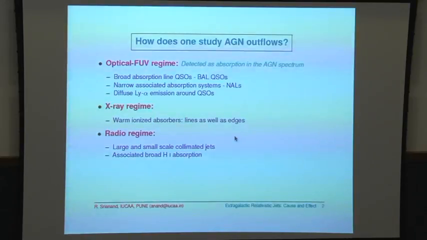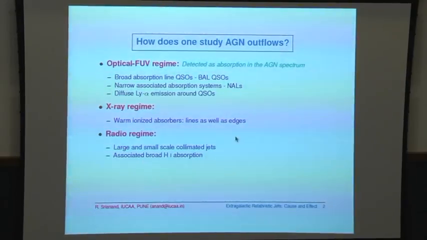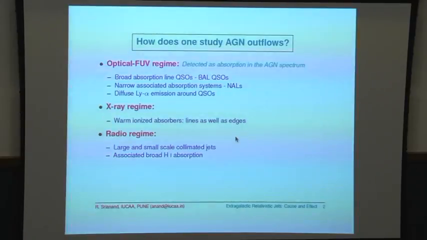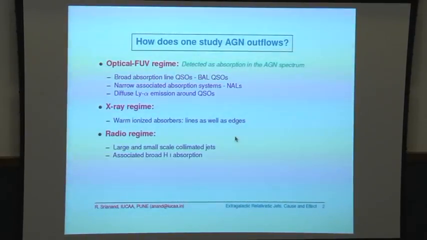I will spend some amount of time on this. These are called BAL quasars. You can also see outflows in the form of narrow absorption line systems, where you find that the absorption redshift is very close to the redshift of the quasar itself. In some very rare cases these days, one is detecting outflowing Lyman alpha emission around quasars. You see these outflowing clouds fluorescing due to the quasar light itself. Okay, this is basically the optical regime.